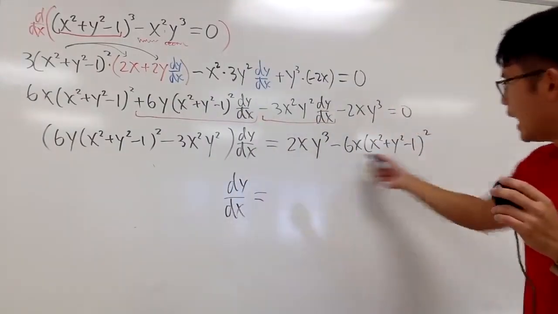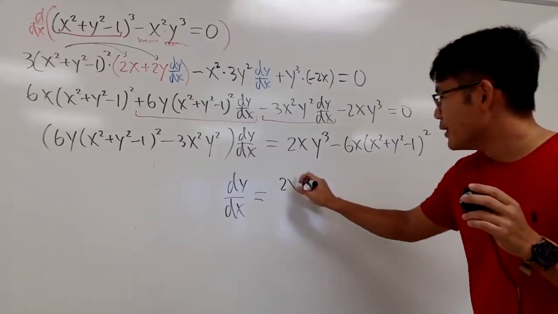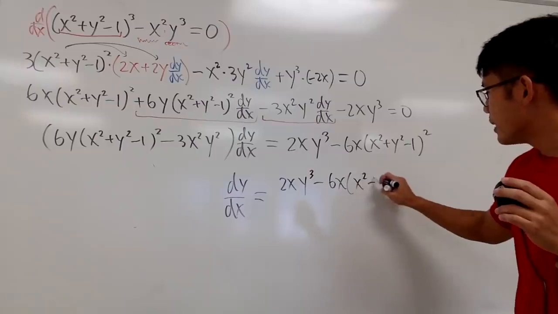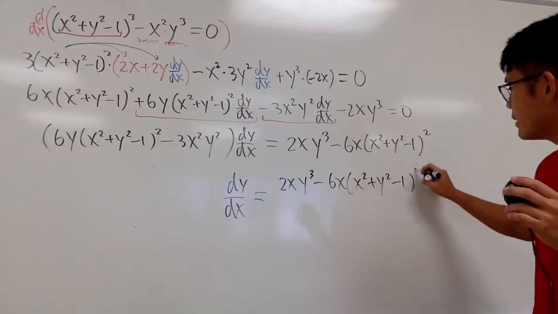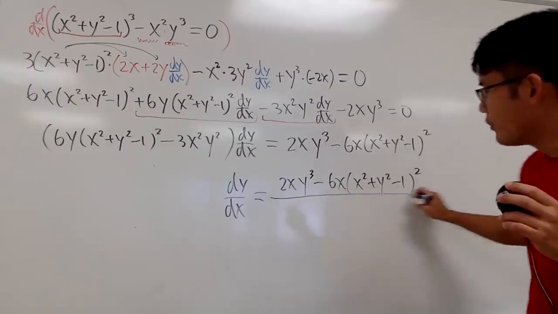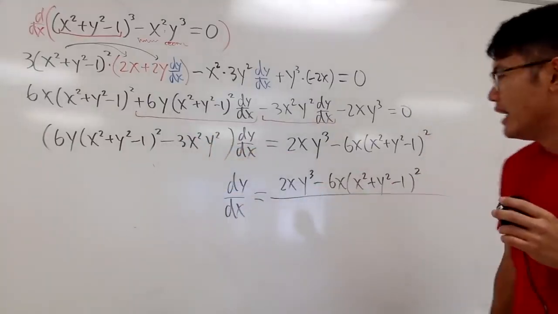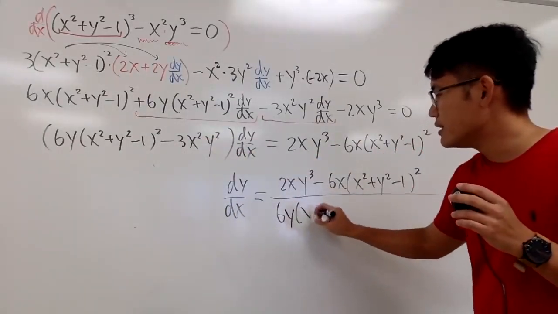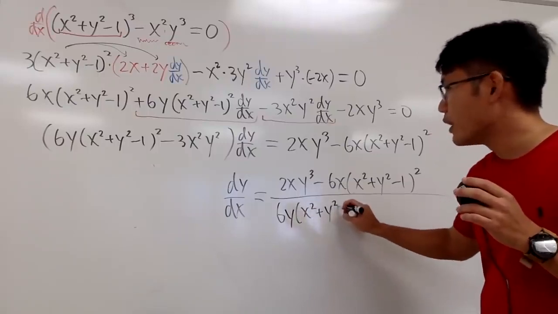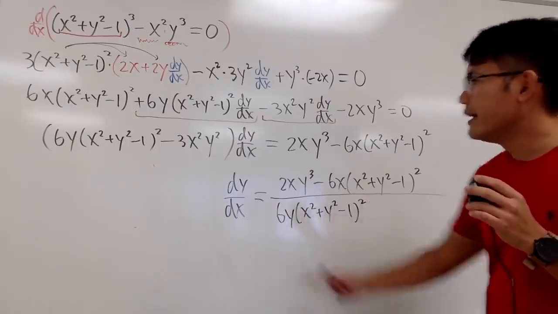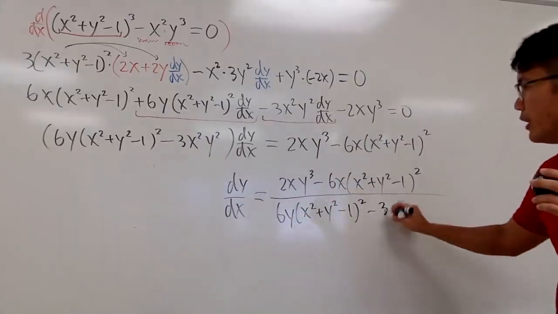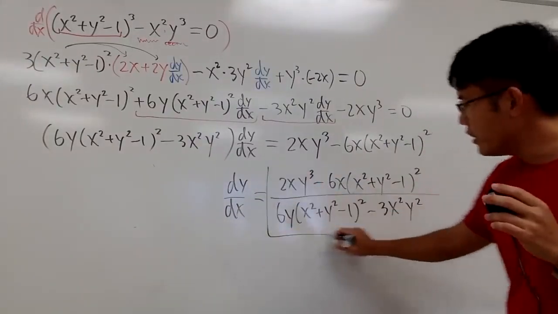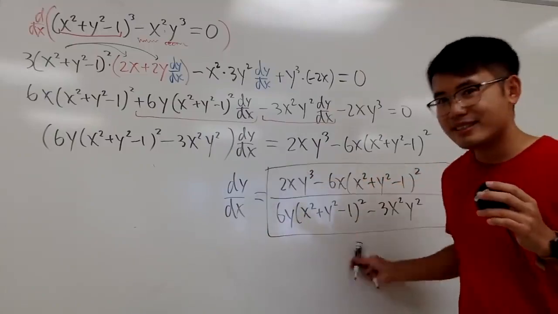So dy dx, I will write this down again, namely 2x y to the third power minus 6x times x squared plus y squared minus 1 to the second power all over that. And perhaps I'll just write that down first. 6y parentheses x squared plus y squared minus 1 squared, and then minus 3x squared y squared. And with all this, we are done.